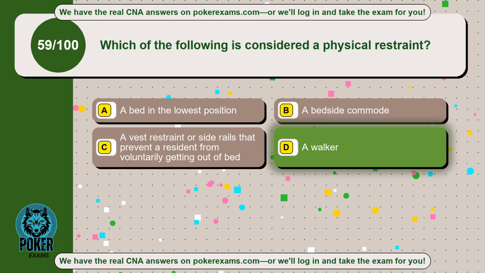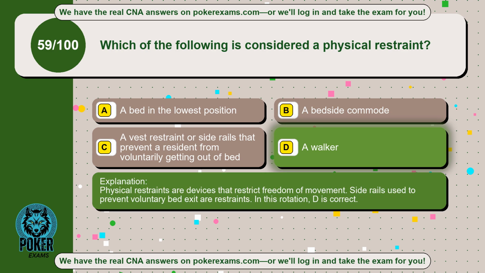A walker. Physical restraints are devices that restrict freedom of movement. Side rails used to prevent voluntary bed exit are restraints. In this rotation, D is correct.